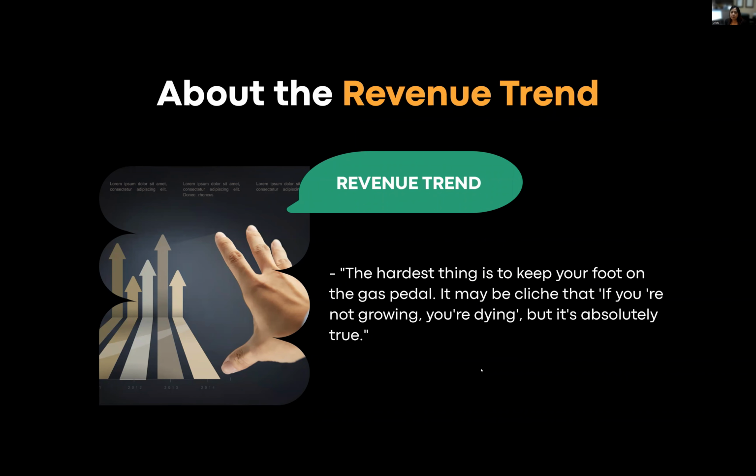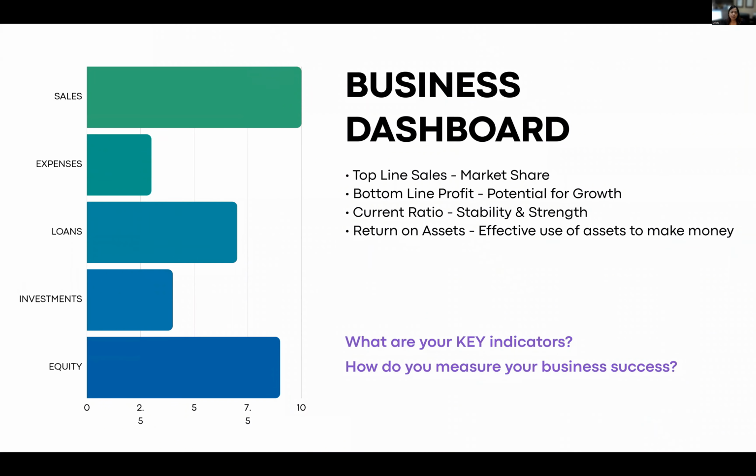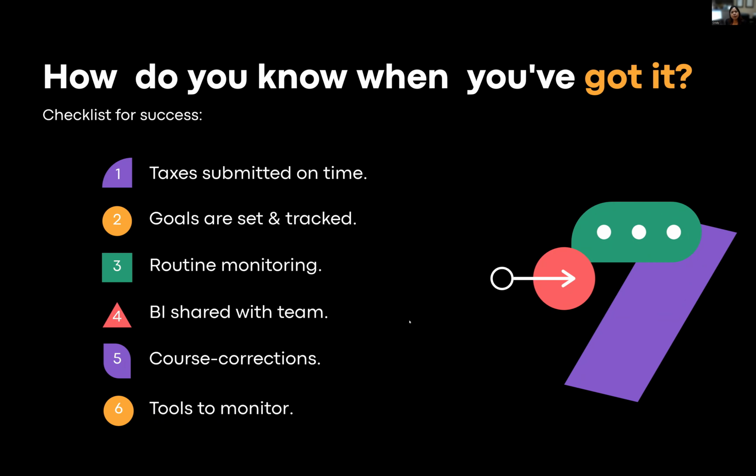So what about the revenue trend? As I said, should be going up, right? And then the business dashboard is more like having your key performance indicators so you can measure your success, or so you know if you're making progress. So the top line, of course, your sales, your expenses, your investment, and then your equity in the business. So these are some of the indicators or checklists for success.